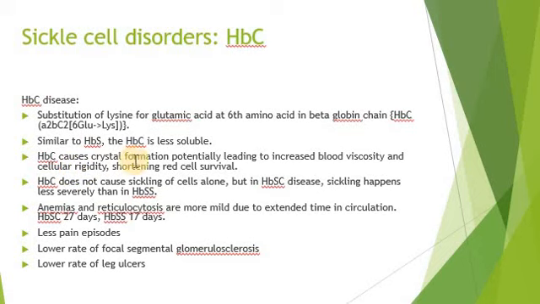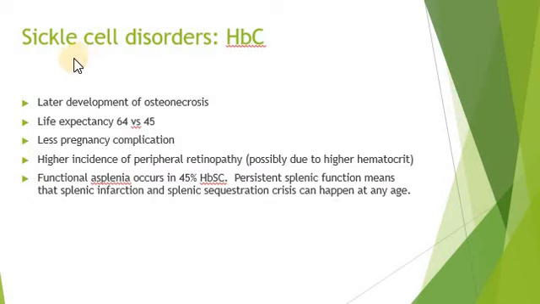There will be a formation of crystals leading to increased blood viscosity and cellular rigidity. Usually it is present along with sickle cell anemia. Among all the complications of sickle cell disease, in hemoglobin C disorder there will be a problem of osteonecrosis. There may be a life expectancy of about 45 years, fewer pregnancy complications, and a higher incidence of peripheral retinopathy. Other complications are fewer as compared to these.